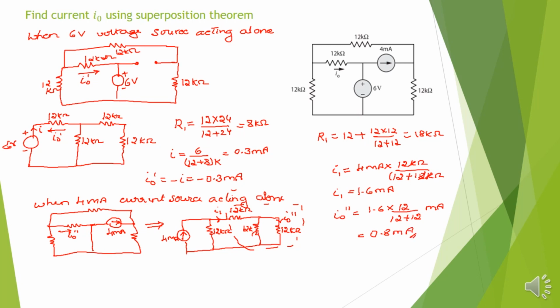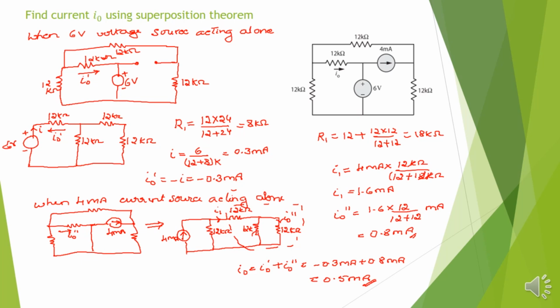So I naught dash is minus 0.3 milliamps. I naught double dash is 0.8 milliamps. So what happens to the answer? I naught equal to I naught dash plus I naught double dash, which is equal to minus 0.3 milliamps plus 0.8 milliamps, which is equal to 0.5 milliamps. So like this, we need to find the current I naught using the superposition theorem.